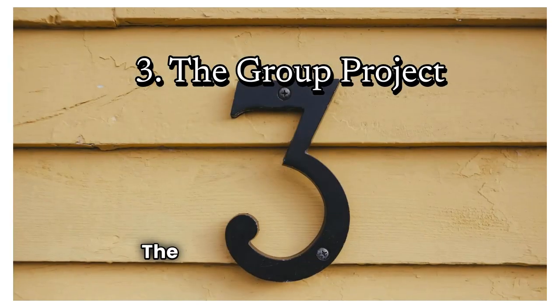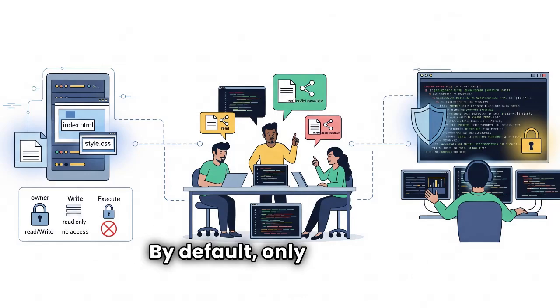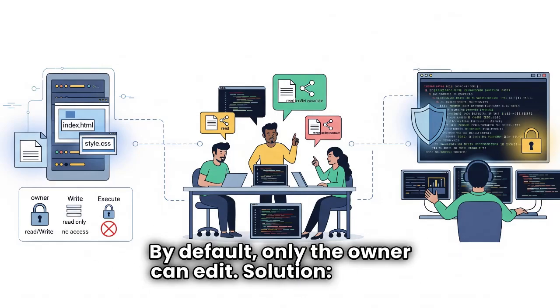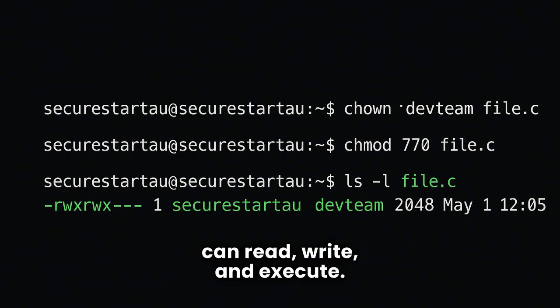Example 3, the group project. A team is collaborating on code. By default, only the owner can edit. Solution: chown :devteam file.c and chmod 770 file.c. Now anyone in the dev team group can read, write, and execute.